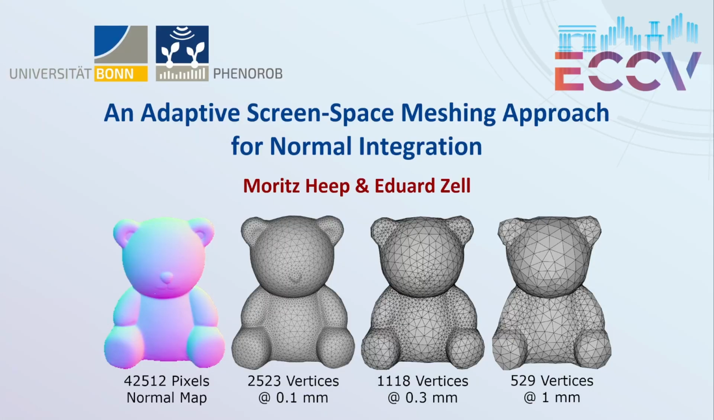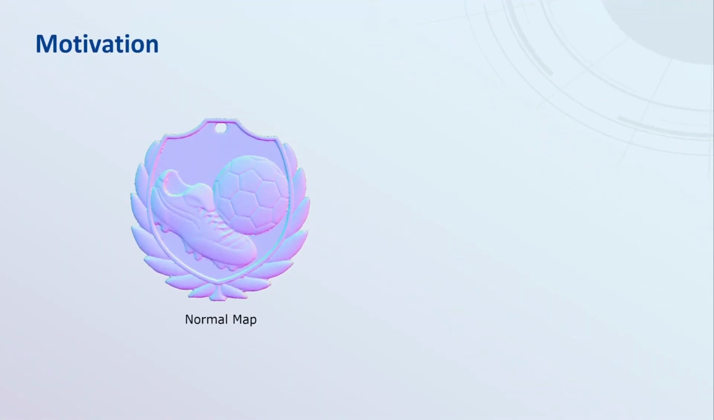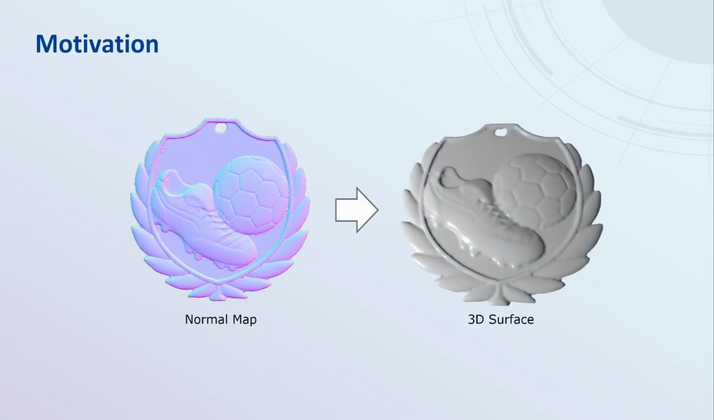An adaptive screen space meshing approach for normal integration. Normal integration, that is the process of turning normal maps into 3D surfaces, is renowned for recovering fine and delicate surface details. Increasing the resolution of the normal map improves the accuracy of fine structures. At the same time, smooth, featureless regions will reveal little additional information. However, in both cases, increasing the resolution will yield additional data that needs to be handled during integration.